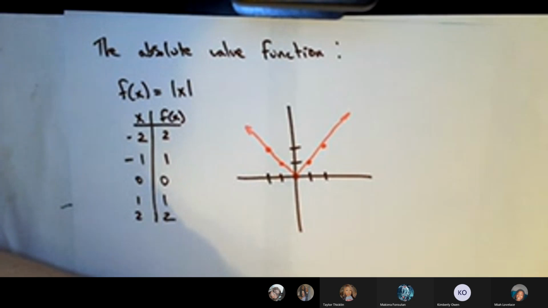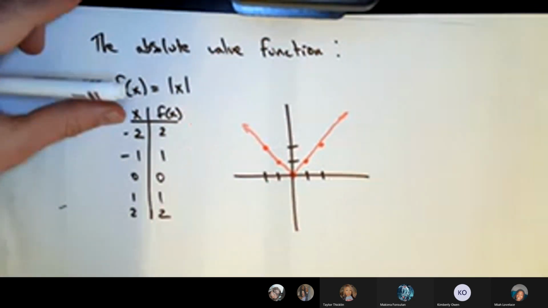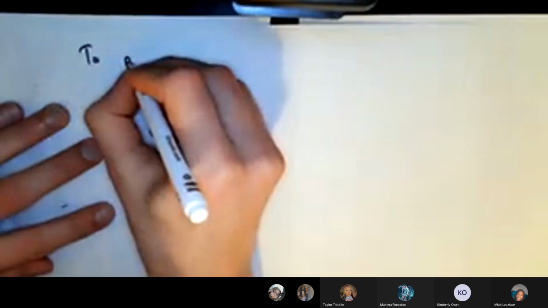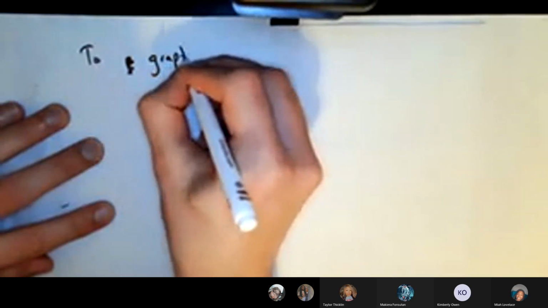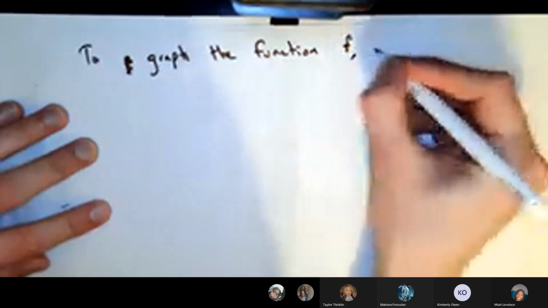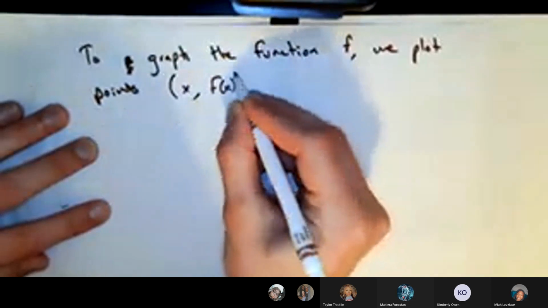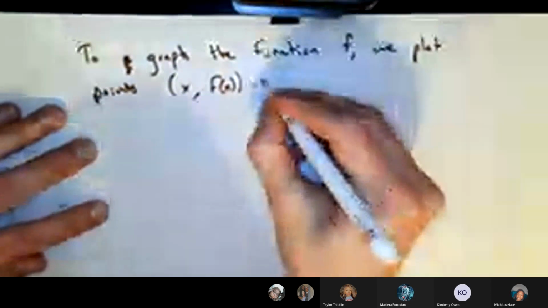Then they also ask you to graph, let me write this one down as well. The first question. Sometimes WebAssign asks the same things I'm asking you and telling you about. It just frames them in such a weird way. So they say, to graph the function f, we plot points x comma f of x, like x comma y, in a coordinate plane.